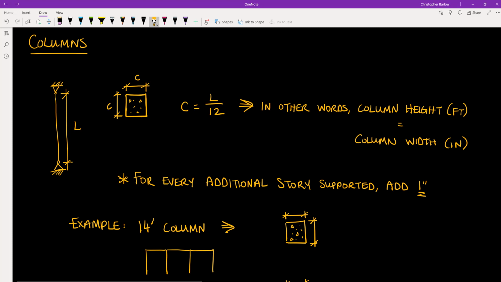And note that with concrete columns, we typically want them to be square when they are gravity-only columns. When we have lateral columns, that may change, but for now we're just going to look at gravity square columns. And the width of the column is going to be equal to the length divided by 12. In other words, the height of the column in feet should be equal to the width of the column in inches.